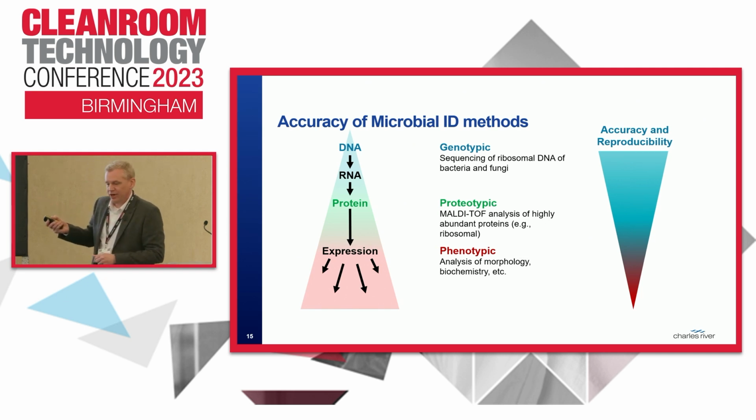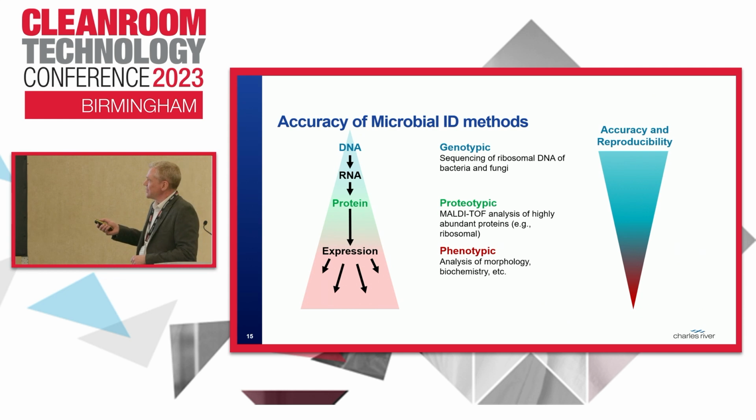This is a diagram of sort of accuracy and reproducibility of microbial identification methods. So broadly, you have genotypic methods, proteotypic, MALDI-TOF, and we've heard it mentioned this morning, I think in the first talk, and the phenotypic methods. Okay? Genotypic methods are regarded as being the most accurate ID method. And that's because you're comparing DNA sequences from your unknown to a database of known sequences. So it has the potential to be the most accurate, and I'll come on to why I say potential and not just say it is the most accurate.